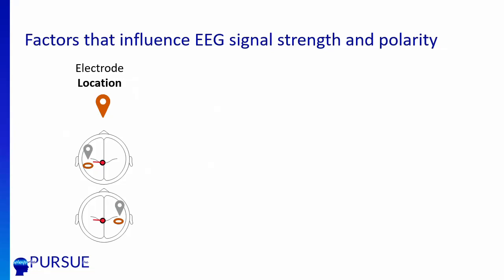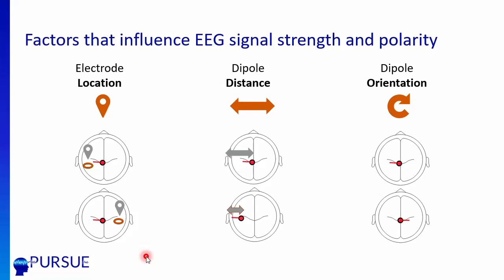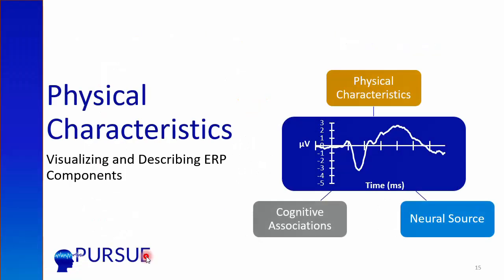So, factors that influence the EEG signal strength and polarity. The first factor is the electrode location. If you had a neural dipole or neural source like the one pictured in this diagram, the electrodes over on the left are going to have a different value than the electrodes on the right. Second is the dipole distance, how far away the electrode is from the dipole. Remember, the strength increased as the dipole got closer to the scalp itself. And the dipole orientation is going to influence that too. All of these things are going to influence the recording at the scalp.